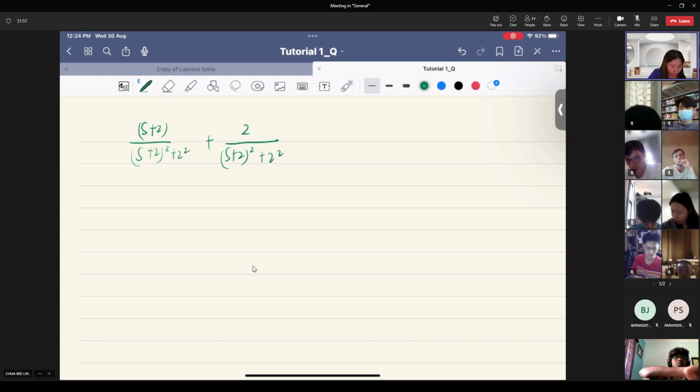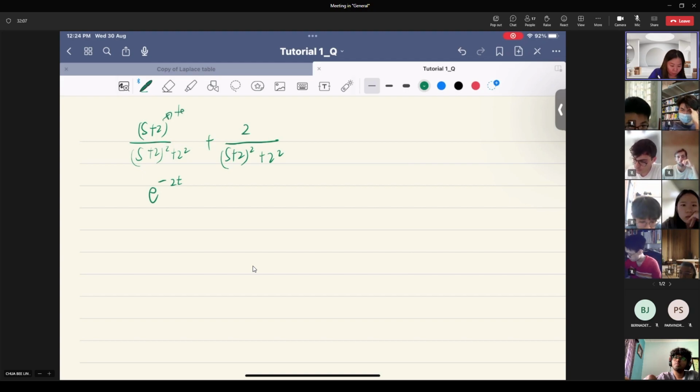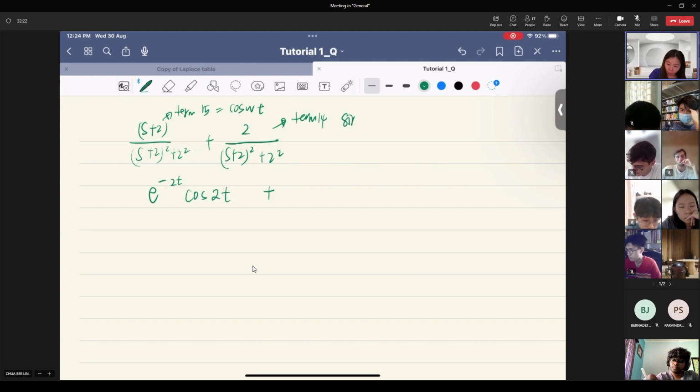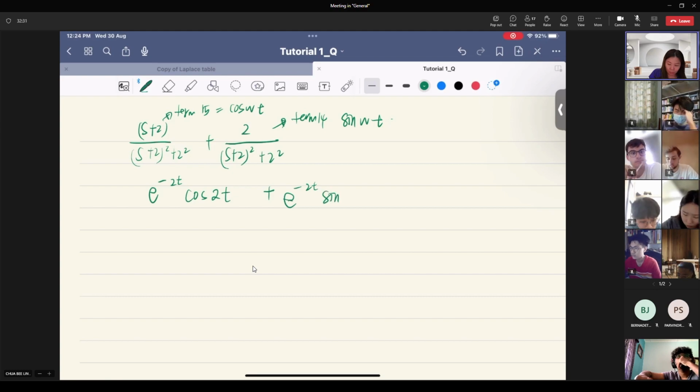So your final answer will be e with the positive becoming negative. Your K is 2. Then this is term, your first one is term 15. So term 15 is cos omega t. So it's cos 2t. Then this is term 14. Your term 14 is sine omega t. So you already have e to the negative 2t again, and then sine 2t.